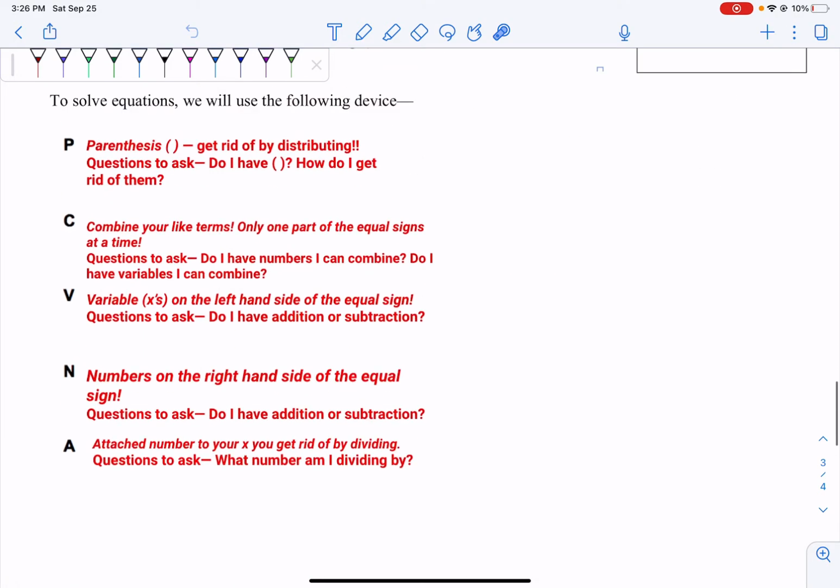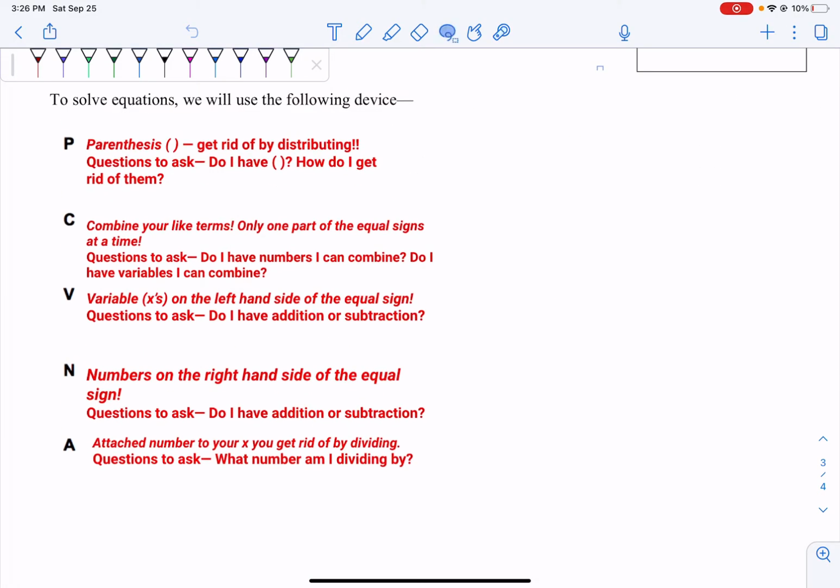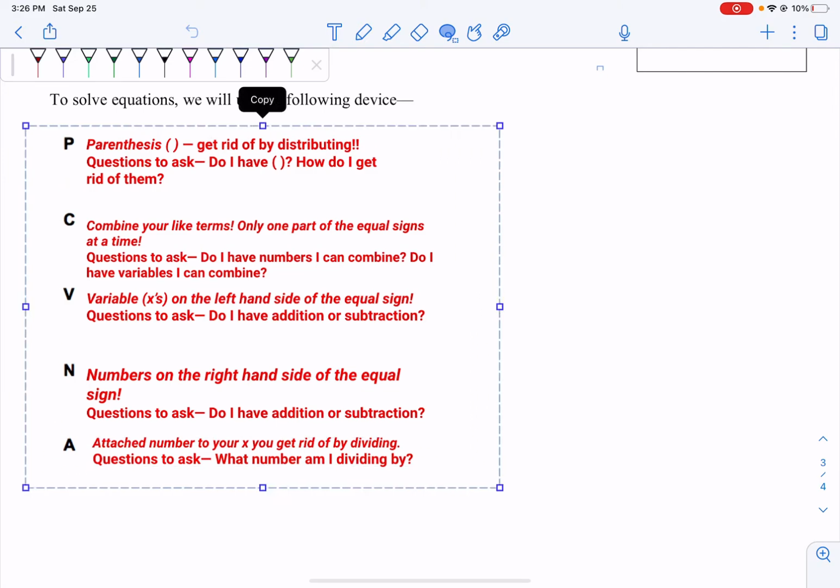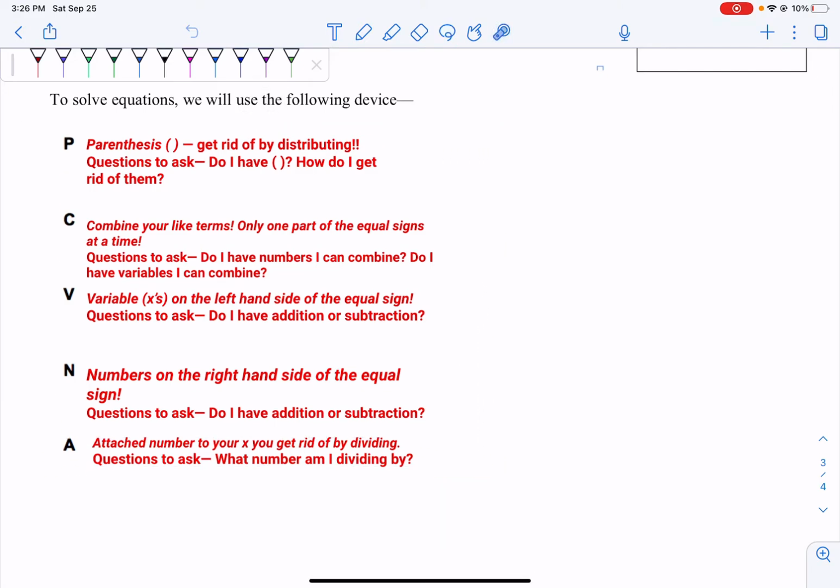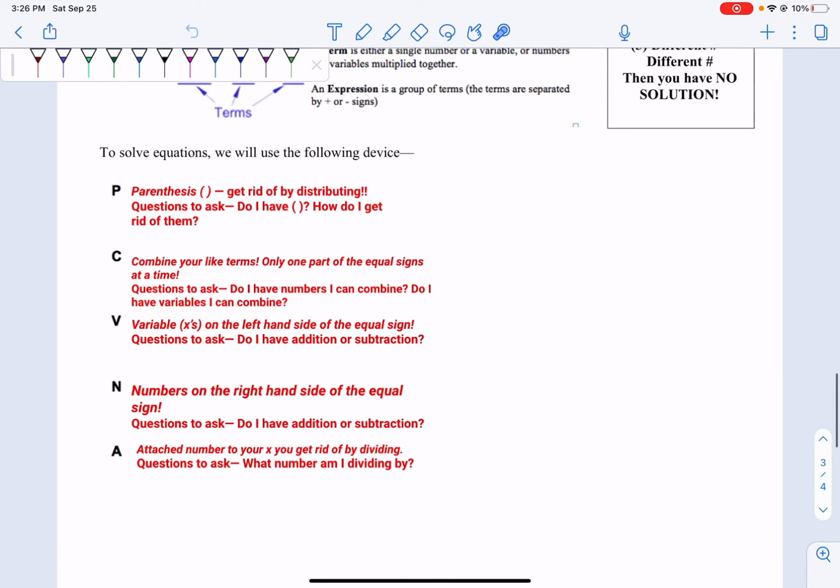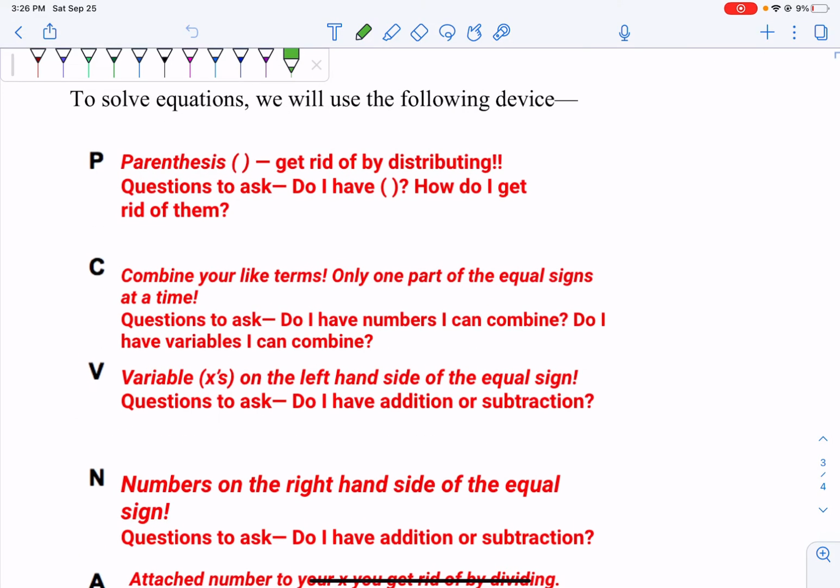Okay? So to solve equations, we're going to be using the following device, PCVNA. The P stands for parentheses, which you get rid of by distributing. The questions that you have to ask yourself are, do I have parentheses and how do I get rid of them? To get rid of your parentheses, you're always just going to use distribution. So we want to distribute the number on the outside of our parentheses to both or multiple terms on the inside.